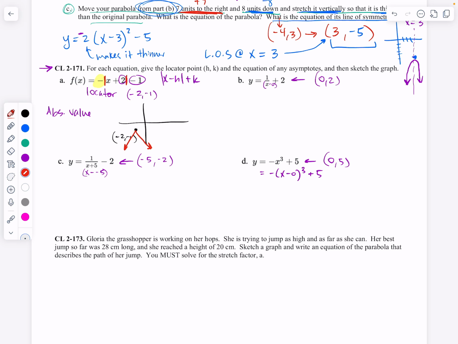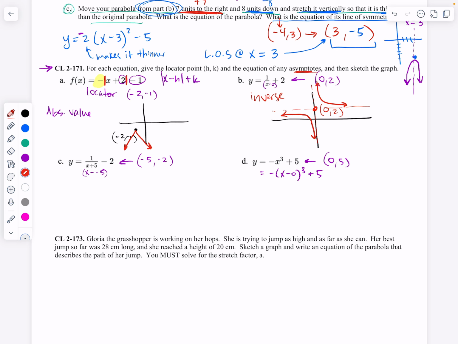This one over here, part B, is going to have a locator at 0, 2, so that's here. 0, 2. But then this is an inverse graph. So it's going to have these asymptotes, these lines, so these are asymptotes, right? These lines on the graph that the graph values approach but never reach. And so the classic inverse shape is the double curve here and here.